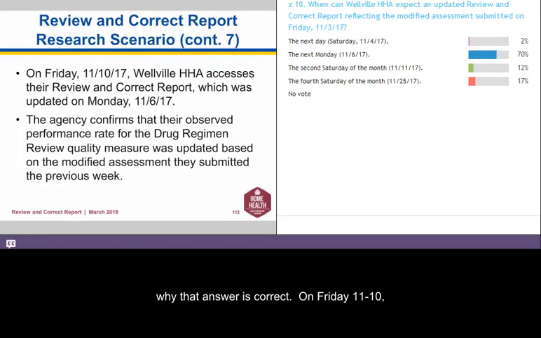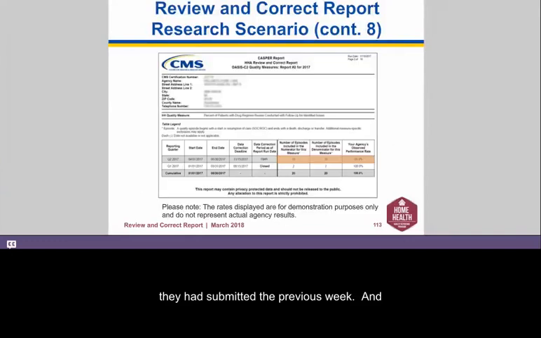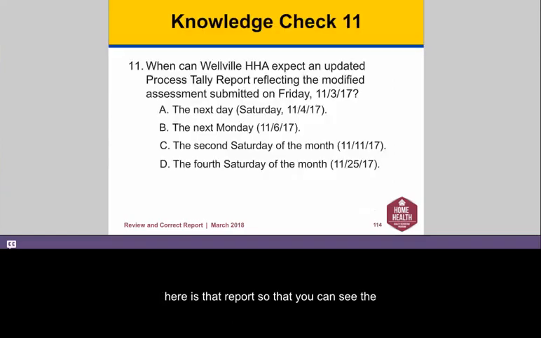On Friday, 11/10, Wellville Agency accesses their review and correct report, which was updated on Monday, 11/6. The agency confirms that their observed performance rate for the drug regimen review quality measure was updated based on the modified assessment they had submitted the previous week. And here is that report so that you can see the difference here. Let's check our understanding one more time.